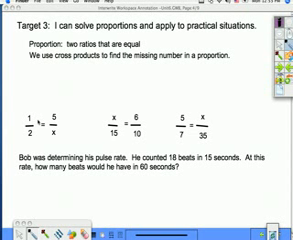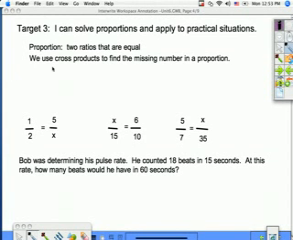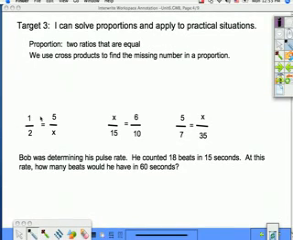Target 3. I can solve proportions and apply to practical situations. A proportion is when two ratios are equal. We use cross products to find the missing number in a proportion. Let's look at our first one.